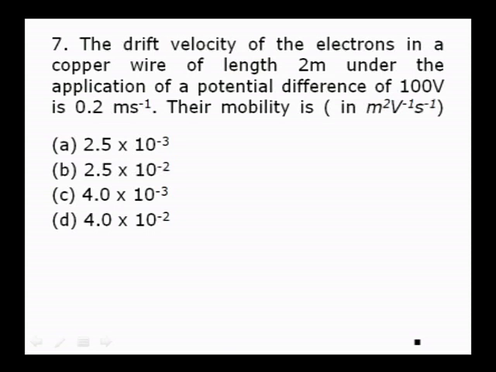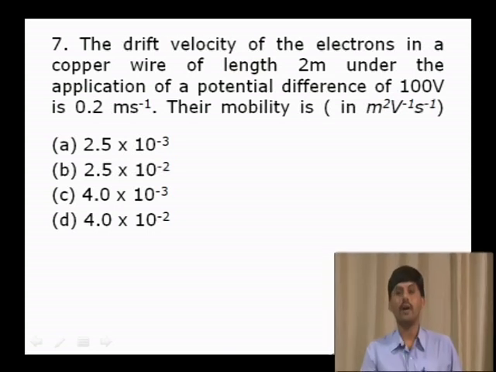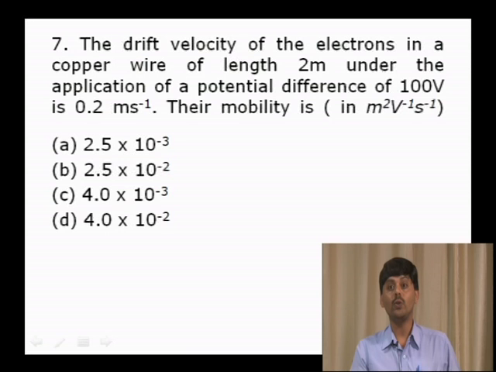Question number 7. The drift velocity of the electron in a copper wire of length 2 meter under the application of the potential difference of 100 volt is 0.2 meter per second. Their mobility in meter square per volt per second is: option A 2.5 × 10 raised to minus 3, option B 2.5 × 10 raised to minus 2, option C 4 × 10 raised to minus 3, option D 4 × 10 raised to minus 2.